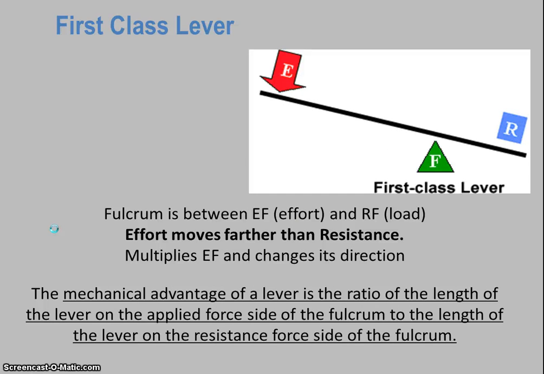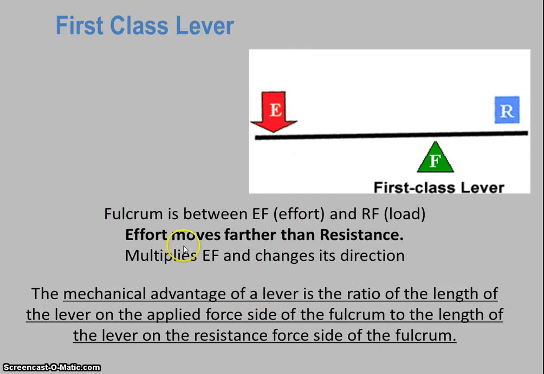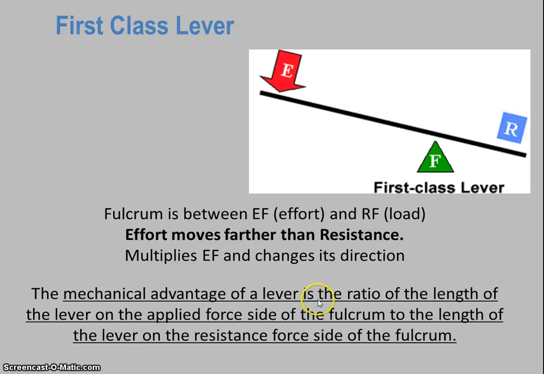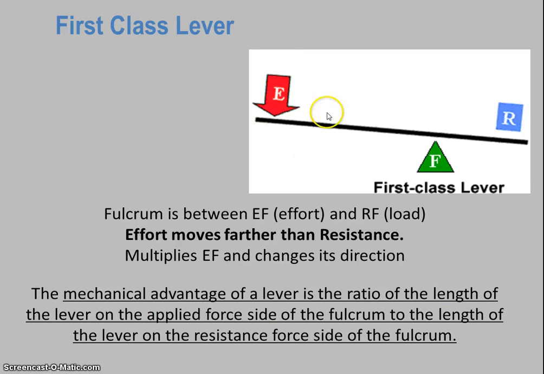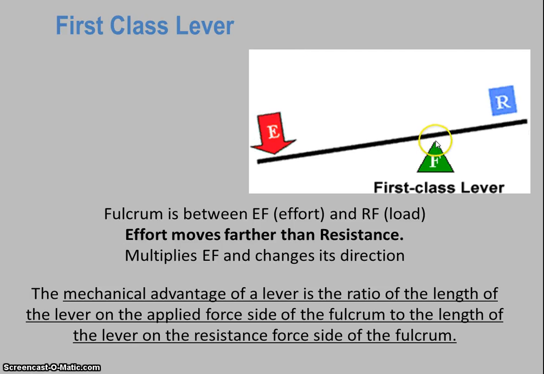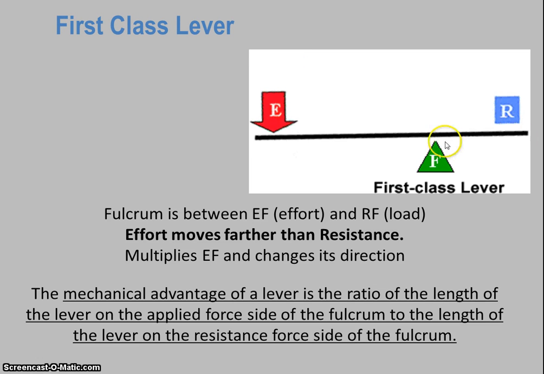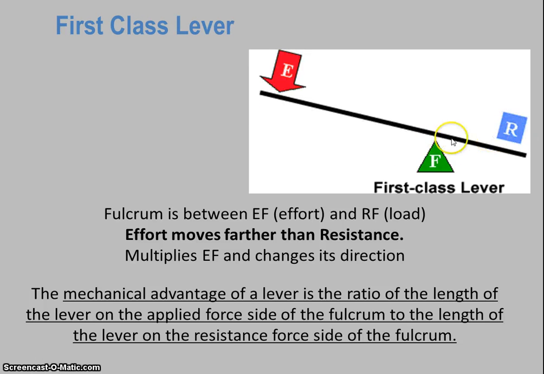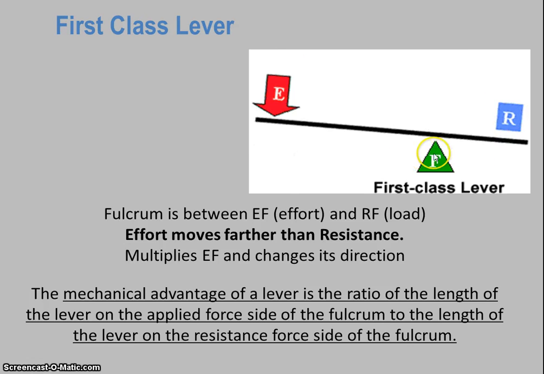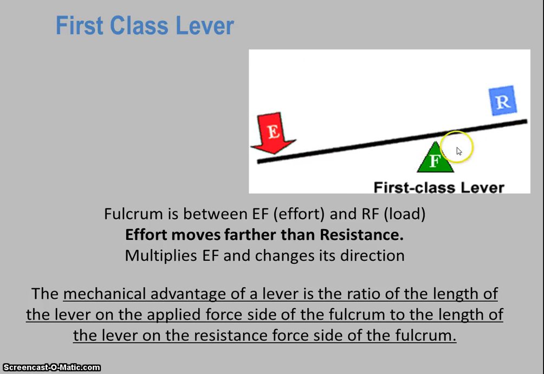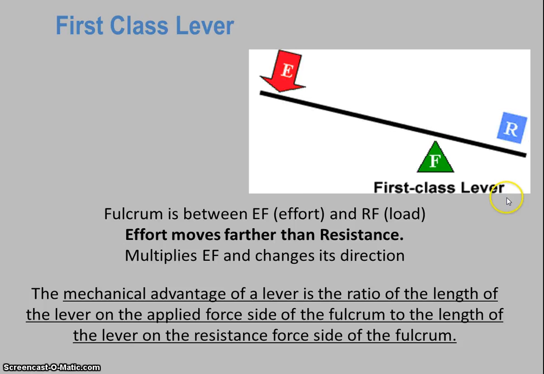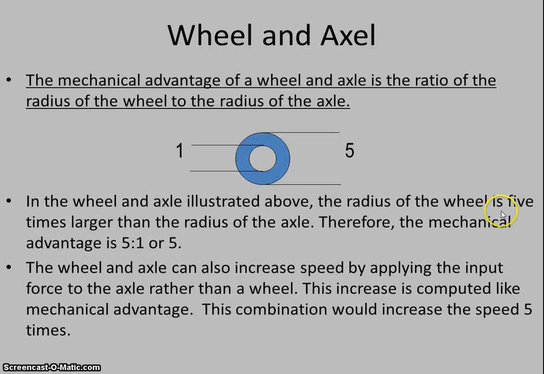Okay, first class lever, right? The mechanical advantage of a lever is the ratio of the length of the lever on the applied force side, that's the effort side, right? And the sides are from the fulcrum to the resistance side, or the side with the load on it. So you measure this, right? You divide it by this. Measure this, divide it by this. Very simple. Effort divided by resistance.